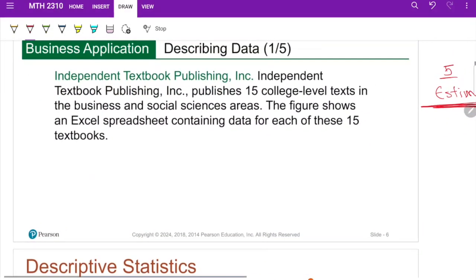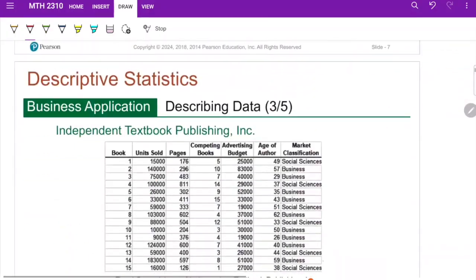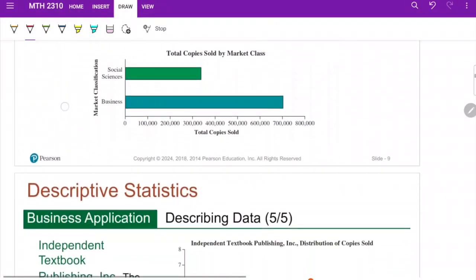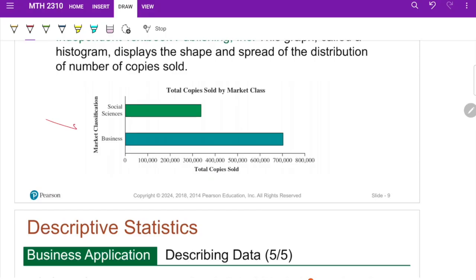And this is an example about textbooks and publications. If you look at these data, we have books and units sold, pages, competing books, advertising budget, age of author. This is raw data, right? We can organize these. They are organized in a table, which is really good. After we organize them, we can present them and look at them. We can make some descriptive statistics about them. We can describe data and tell something about the sample that we collected, right? This is one example.